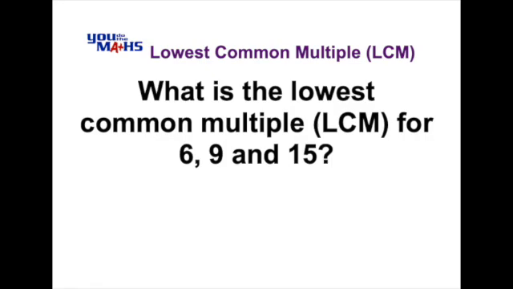Normally we're asked to find the lowest common multiple between a pair of numbers, but sometimes that can be extended to 3 or more numbers. So let's have a look at how you do it for 3 numbers, and we can apply the same principle to any group of numbers.